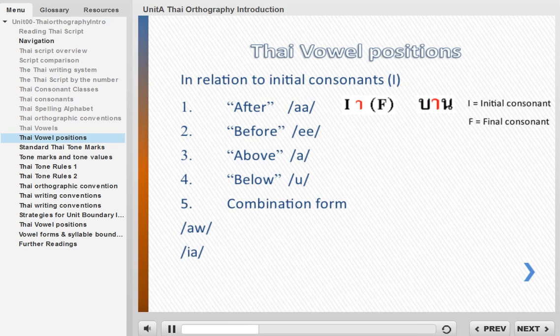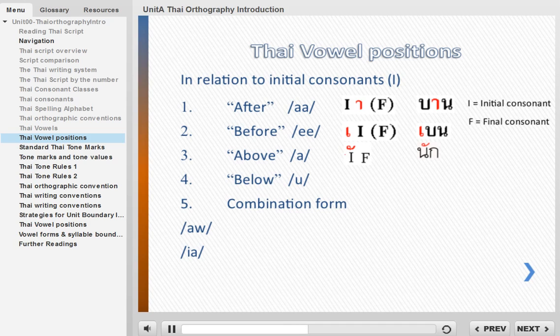Second, the before set has the fixed position before the initial consonant, such as the vowel A. Note that the position of the final consonant is after the initial consonant. Third, the above set has the fixed position above the initial consonant. This set of vowel forms is used with the final consonant, which follows the initial consonant. The example shows the short vowel A.